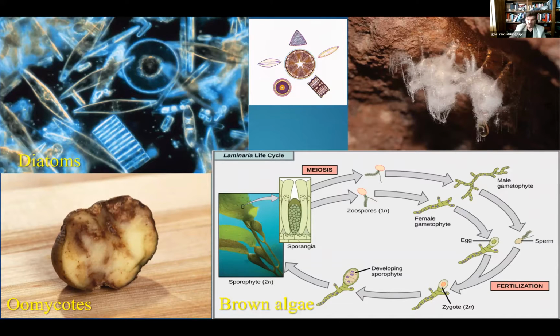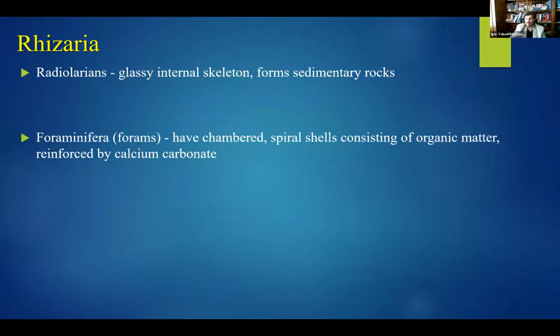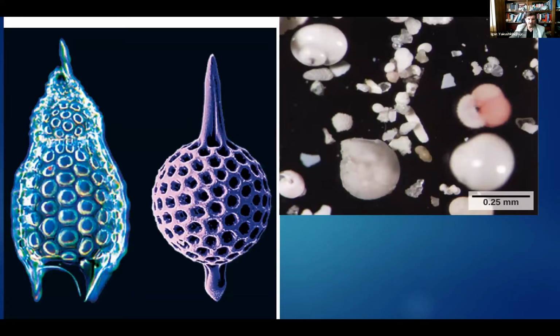And of course, we are celebrating St. Patrick's Day and so on, just because of that thing right here. Anyway, Rhizaria. There are two large groups. Radiolarians make a glassy internal skeleton. And then there are the foraminifera. Glassy means silicon dioxide. The foraminifera also form sedimentary rocks, but the shells are made out of calcium carbonate. Okay, two different forms.